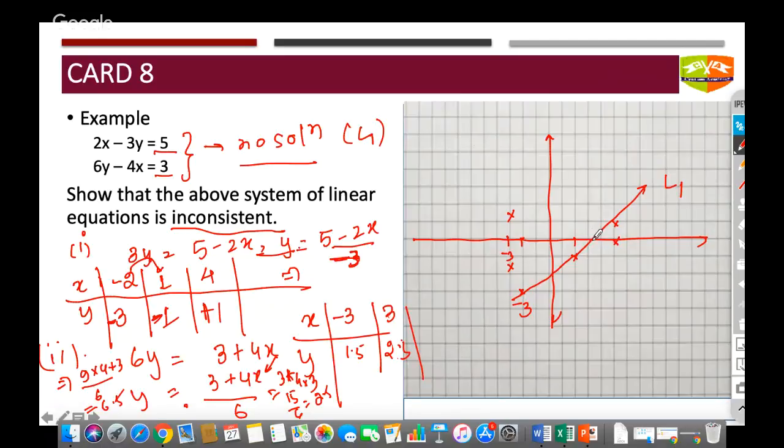So x is equal to 3, it will be 2.5 somewhere here. So you see the line goes something like this. So L1 and L2 look parallel. So I'll write that L1 and L2 are parallel.